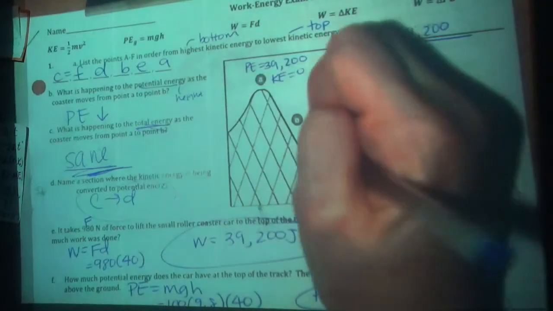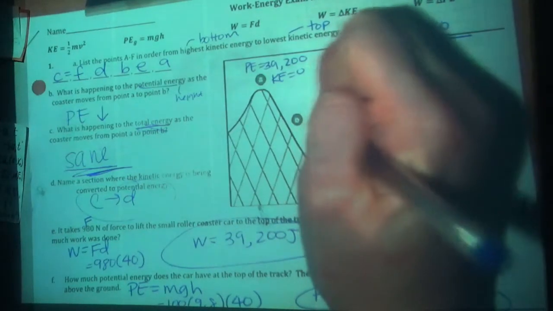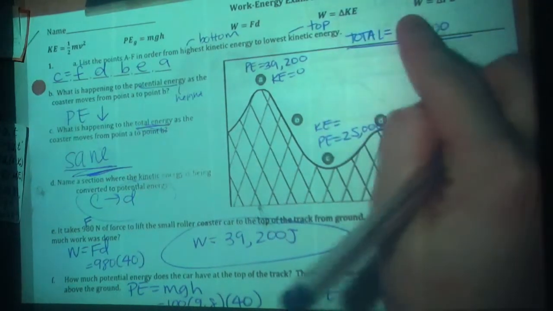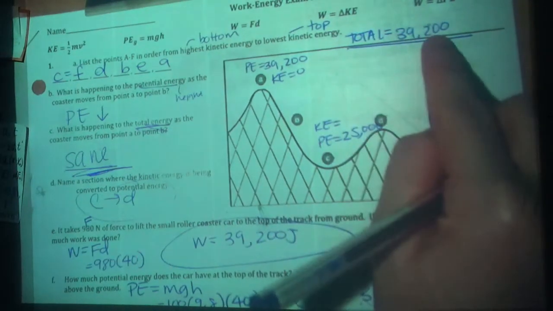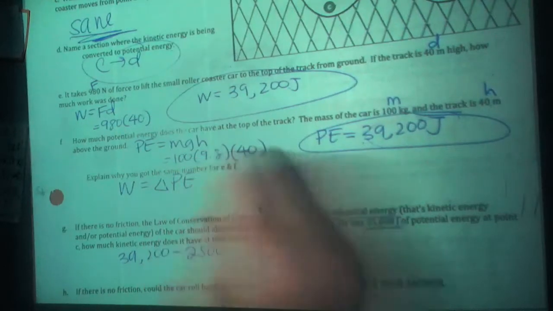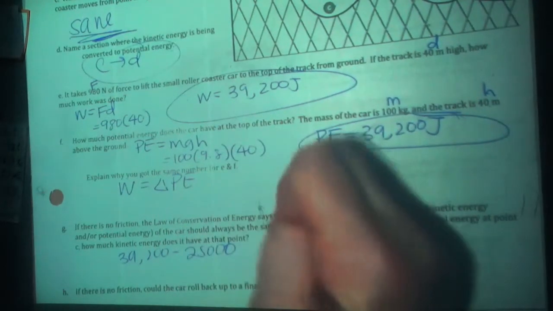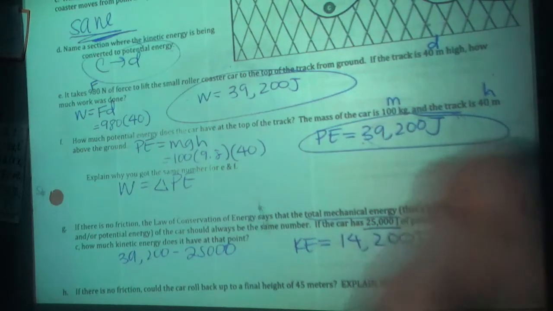So if I look at point C and it's telling me, okay, my potential energy is 25,000 here, to find my missing kinetic, well, they have to have the same total, so I'm just going to subtract, because I need these two to add to 39,200. So if I subtract this one from the 39, that gives me the missing. So if you do the 39,000 minus the 25,000, you get that your kinetic energy at that point is 14,200 joules.